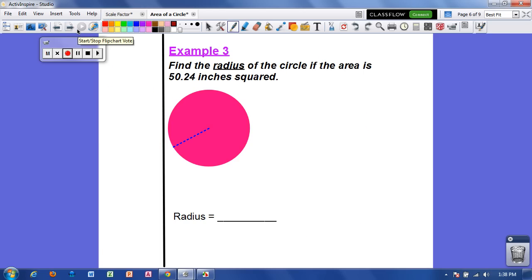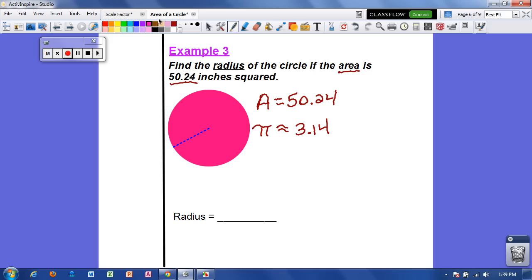Alright, example 3, find the radius of the circle if the area is 50.24 inches squared. Alright, so now we have to work backwards. We know the area is 50.24. So I'm going to write down what I know. Area equals 50.24. And we know that for pi, we are going to use the approximate value of 3.14.